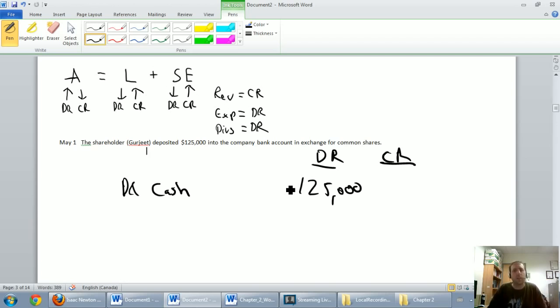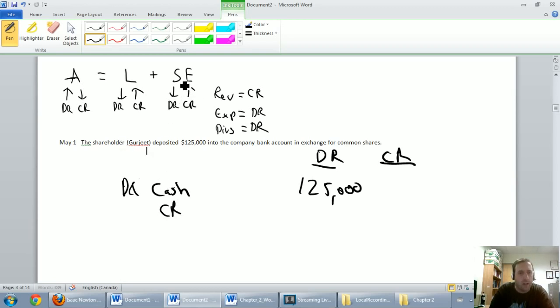Her piece of the company had to have gone up. So Gurjeet's shareholder's equity is going up. We're going to have to credit her shareholder's equity. But just as when we debited cash, we didn't debit assets, right? Assets is far too broad. We debited the specific asset account, which is cash.